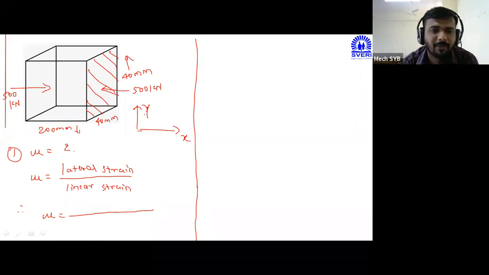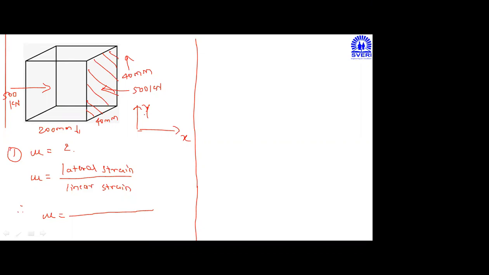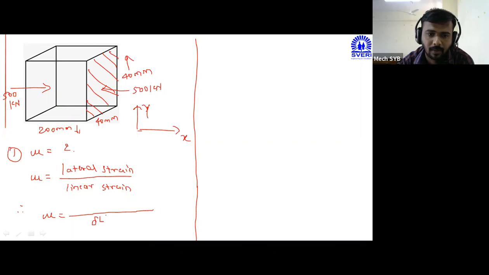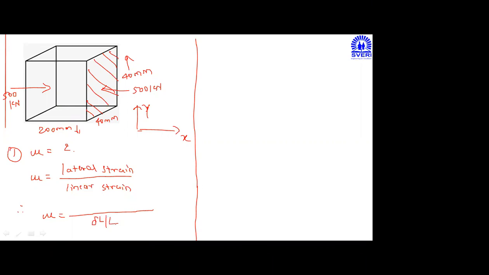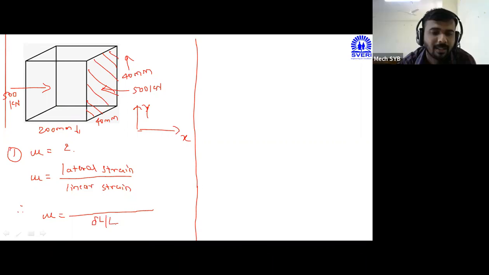Okay, X मध्ये linear and Y मध्ये lateral. Then tell me the formula for the linear strain in the form of change in dimension upon original dimension. Delta L upon L. That is the linear strain. And then what is lateral strain? Change in dimension upon original dimension.